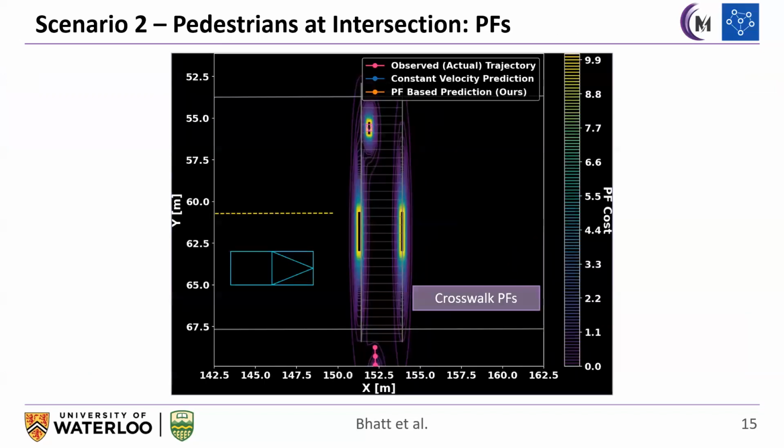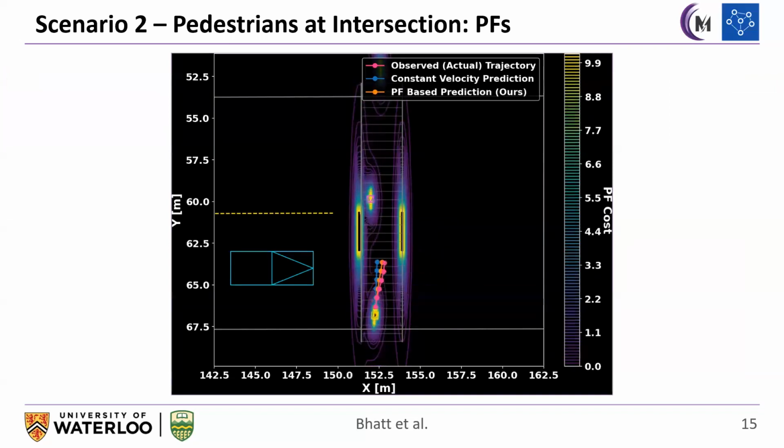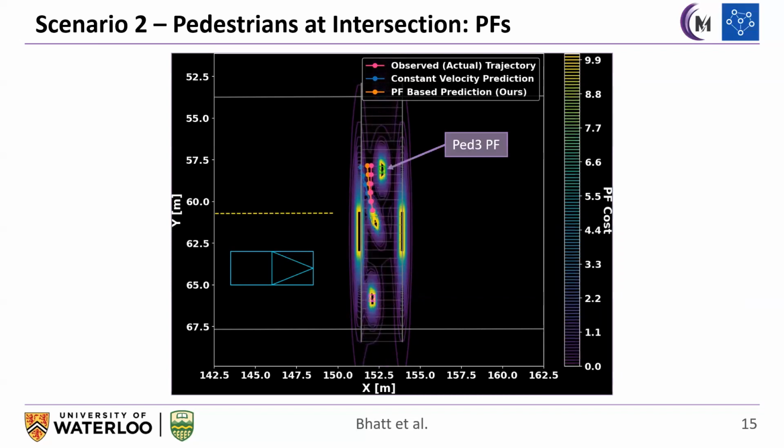And here are the potential fields overlaid for the crosswalks and for pedestrian 1 and 2. And the potential field for pedestrian 3 as well.